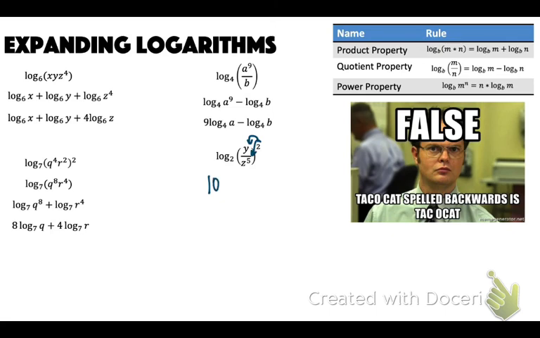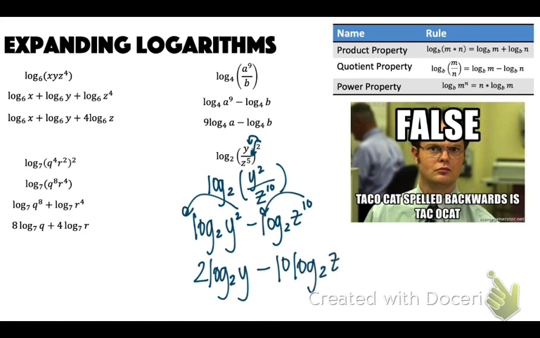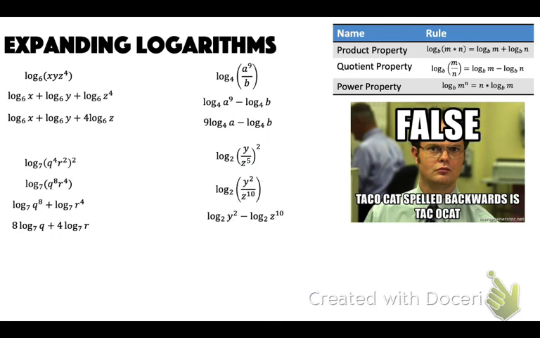Okay, this one. Again, I'm just going to move this in first. So this is going to be log 2 of y squared over z to the 10th, which is log 2 of y squared minus log 2 of z to the 10th. And then I'm going to move those to the front. So this is 2 log 2 of y minus 10 log 2 of z. Cool.